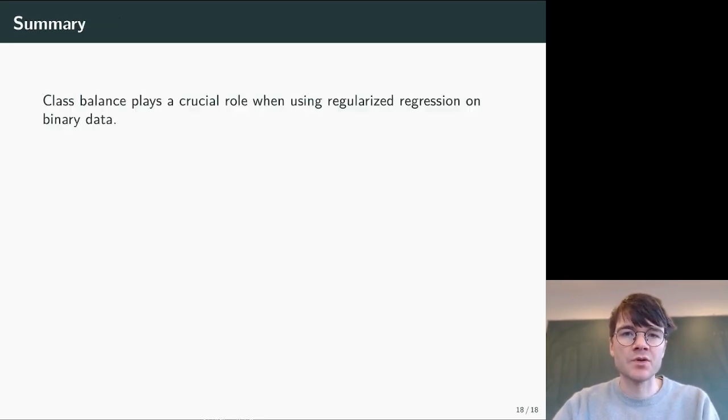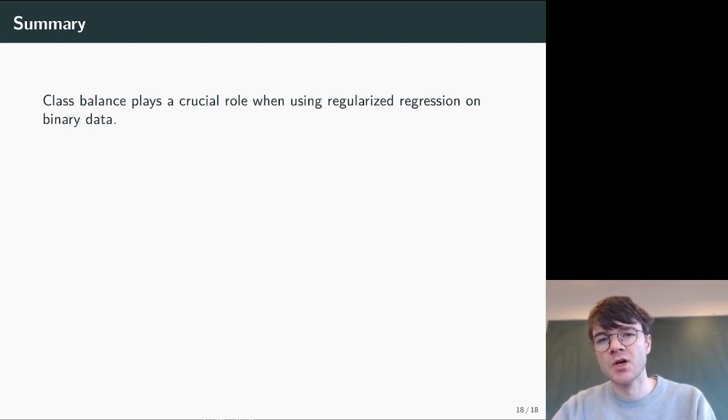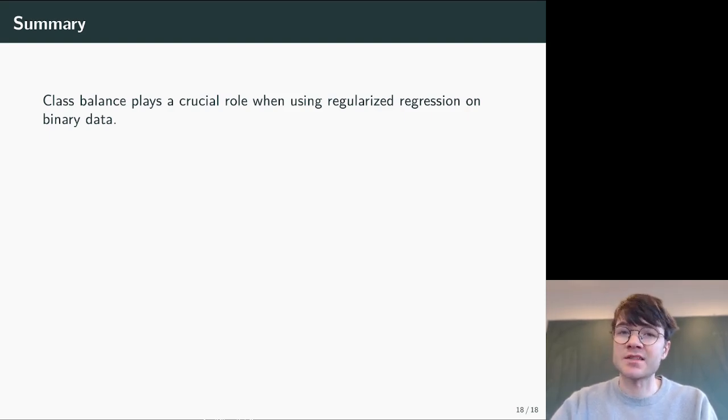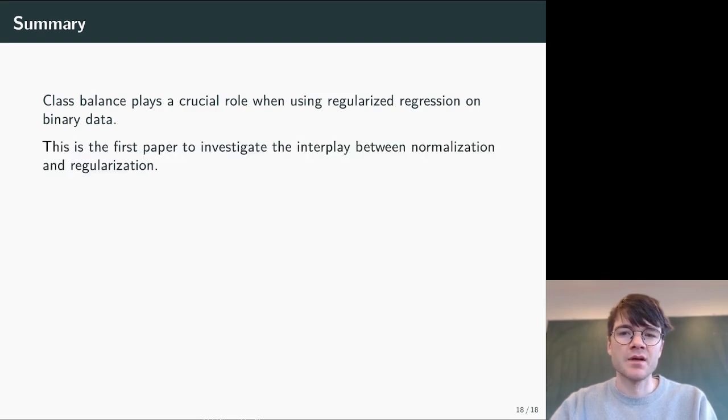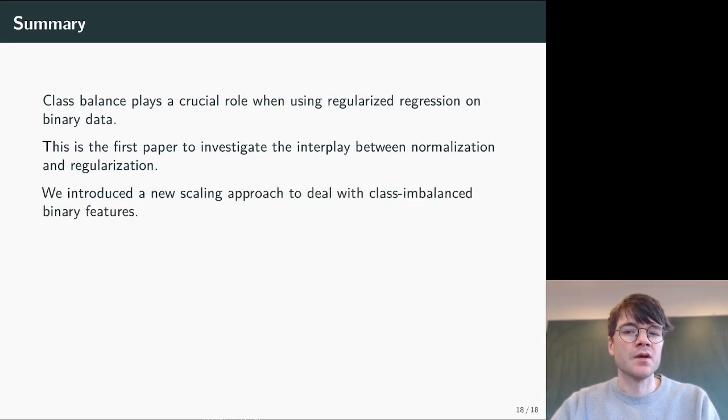So in summary, we've shown that class balance plays a crucial role when it comes to using regularized regression, like the elastic net, on binary data. This is the first paper to investigate this interplay between normalization and regularization, which was a surprising finding to us and which we hope can lead to more people and scientists researching this in the future. We introduced a new scaling approach, this parameterization using delta, that allows us to control this bias and variance trade-off that we showed. There are many more details in our paper.